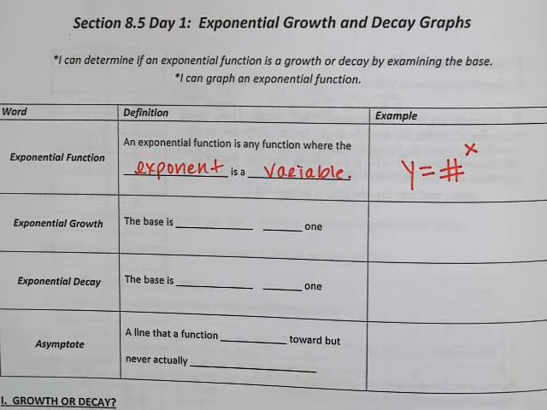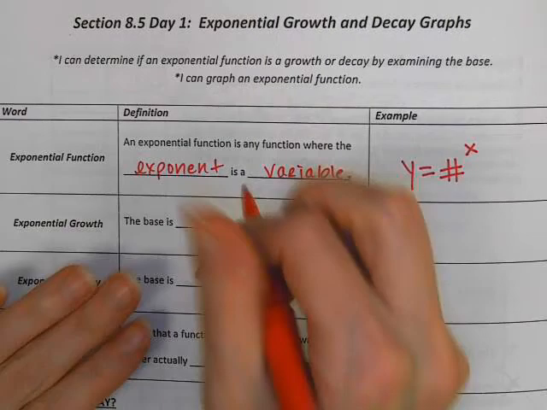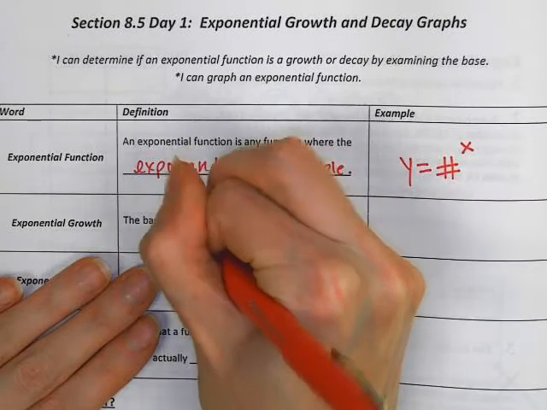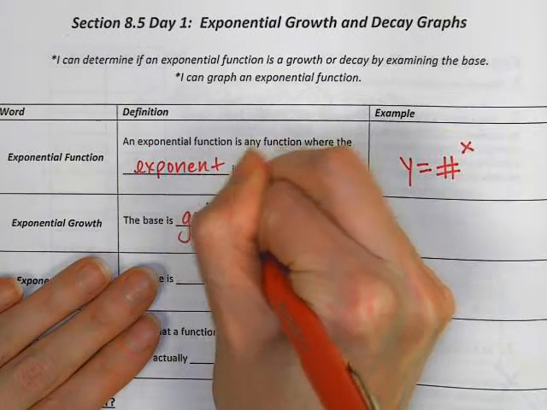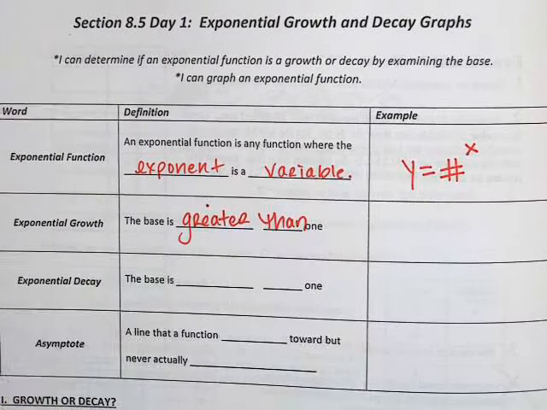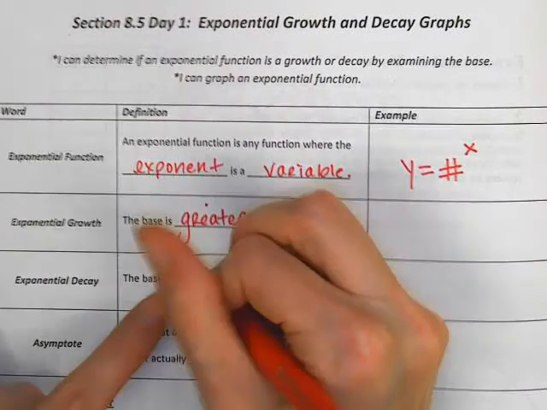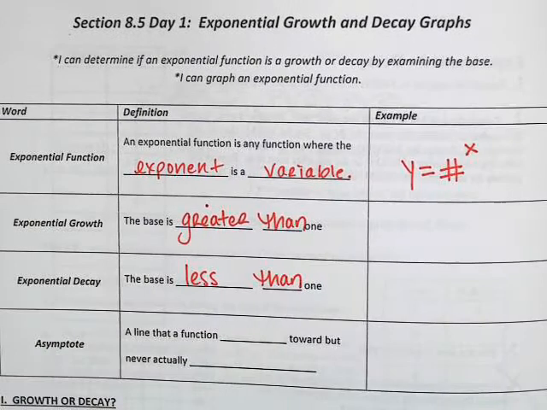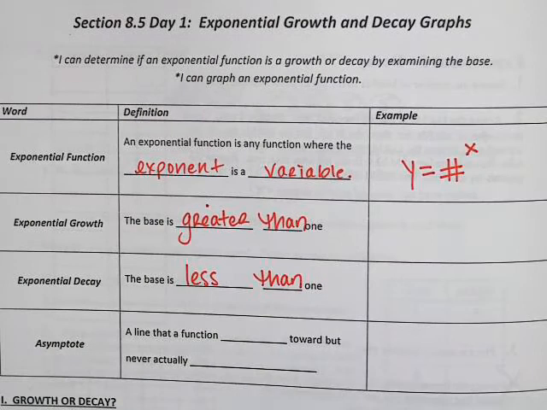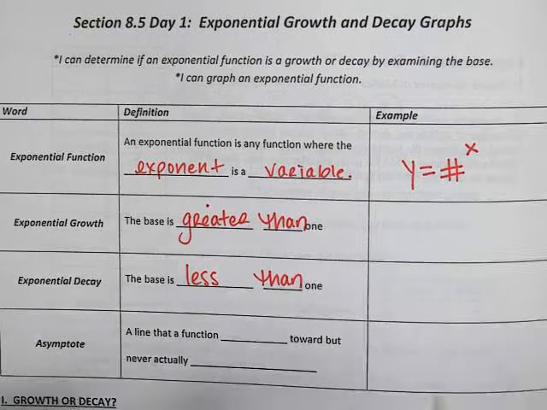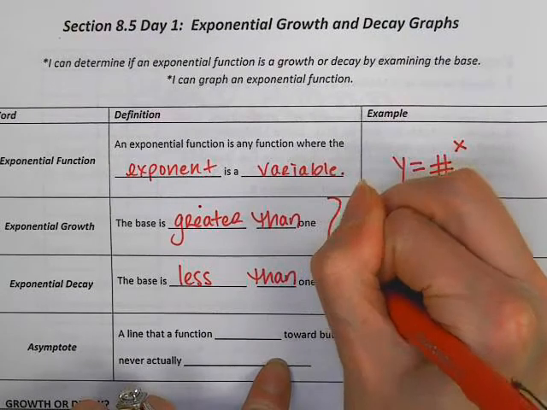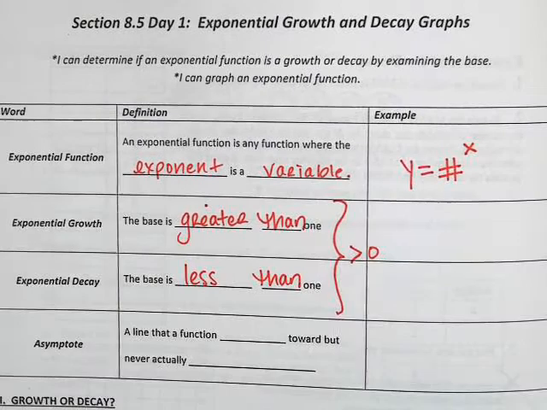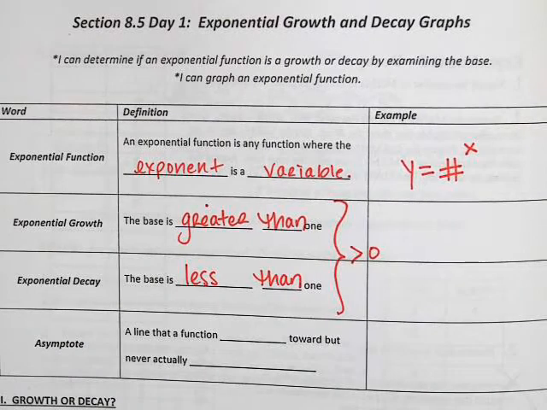It's going to be an exponential growth if the base is greater than 1, and it's going to be a decay if the base is less than 1. But something to note, they always have to be positive. They always have to be bigger than 0. So they can't be 0 and they can't be negative.